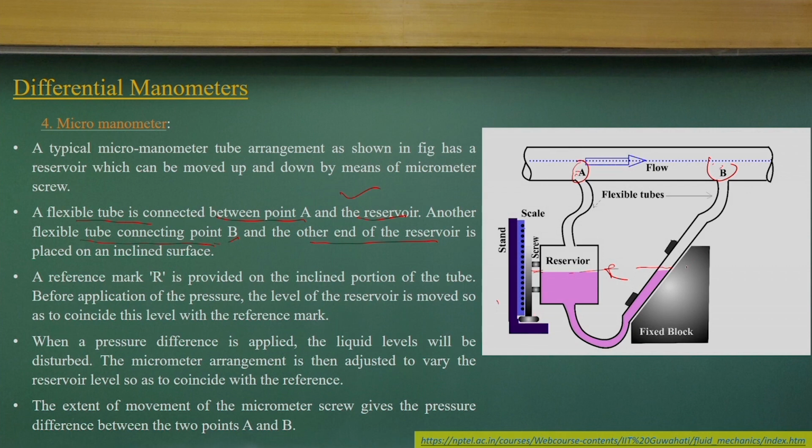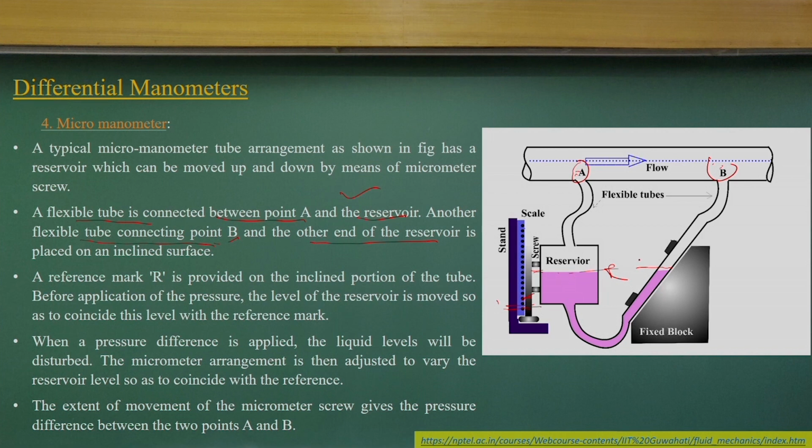So, we need to read the manometric height level. Here we just rotate the screw until it reaches the reference level, and that lifting of this reservoir with the screw arrangement will give us a reading at this point, which is the pressure difference between these 2 points. So, it is a simple arrangement with a reservoir, the inclined one.